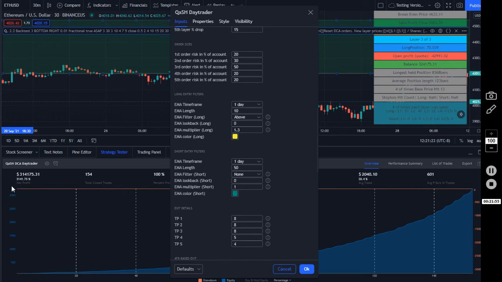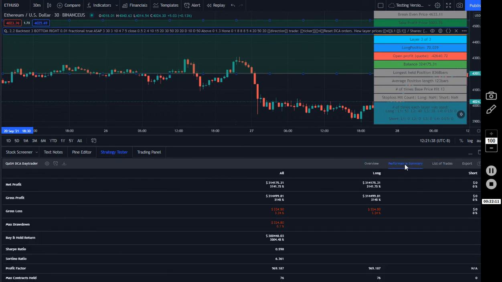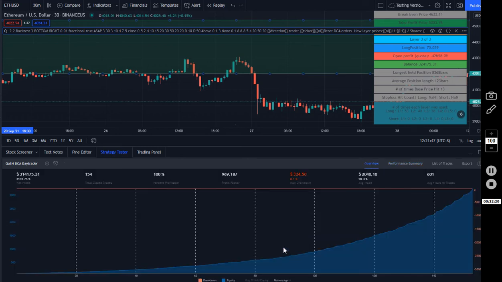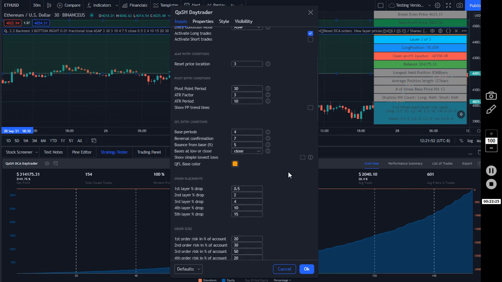And would you look at that? We've got 3,100% profit. Okay, now that was my goal. My goal was to beat the ridiculous buy and hold return that Ethereum had during this 2-year period. Let's see here. Buy and hold return for Ethereum was 3,000%. That's ridiculous. And with these settings, you can beat the buy and hold return during that bull market.